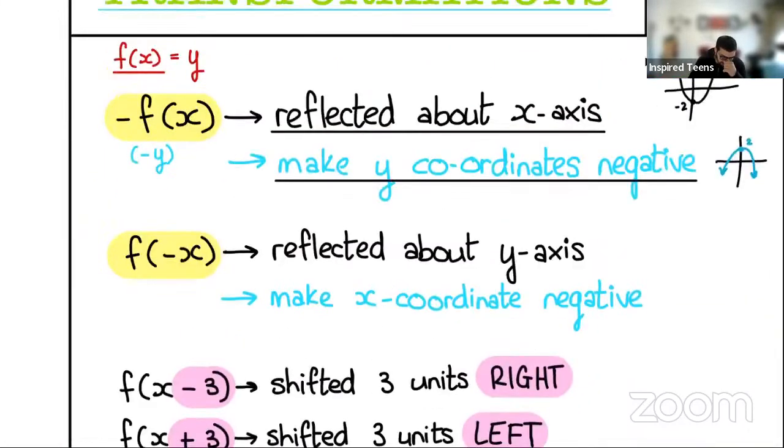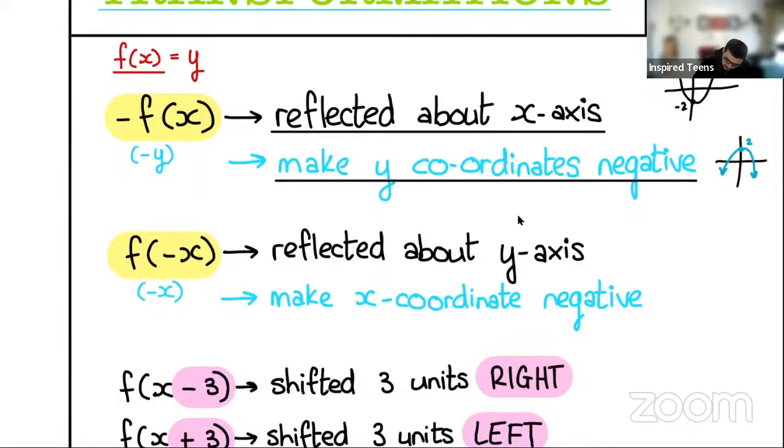What happens when we make x negative? Because now we have f of negative x. Here we're changing the x to negative. We're not changing f of x, we're changing what's inside of it, which is the x itself. We're changing it to negative x. So we're getting f of negative x.